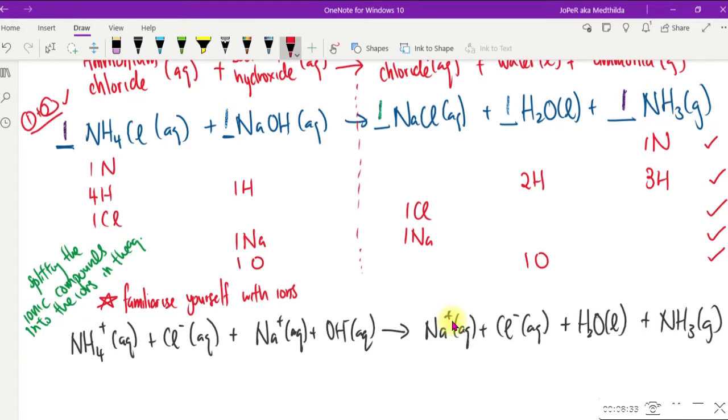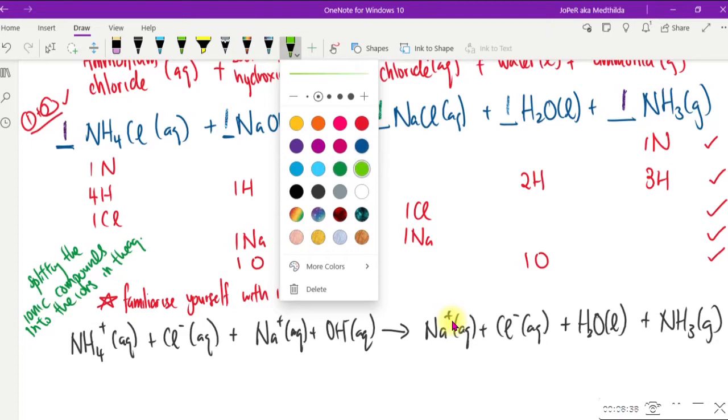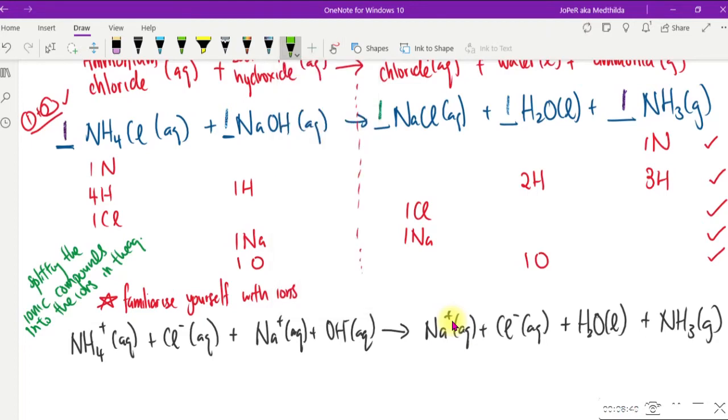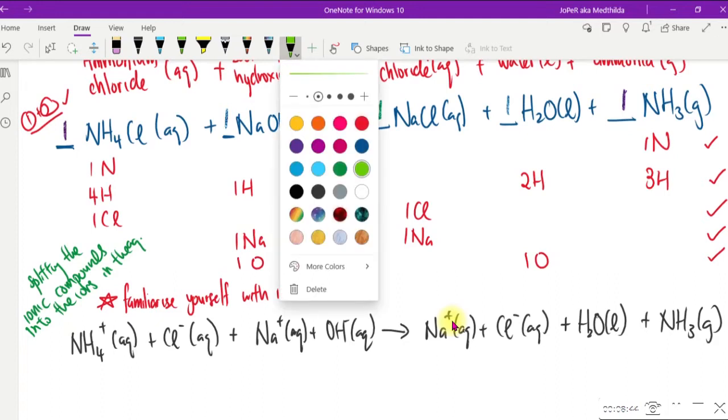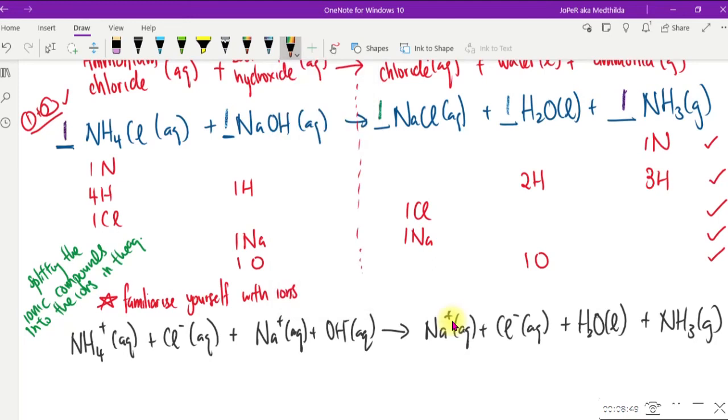The next part is we need to cancel. What I'm doing here is cancelling the spectator ions. Let's use rainbow color again. I'm going to cancel out the spectator ions. Now, what are the spectator ions? The spectator ions are those that are the same before the reaction and after the reaction.